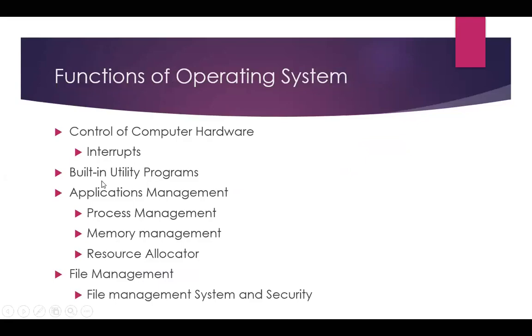So the operating system may have built-in utility programs. Otherwise, we are interacting with application programs. These application programs are managed by the operating system. How does the operating system manage those application programs? By process management, by memory management, and by resource allocation.